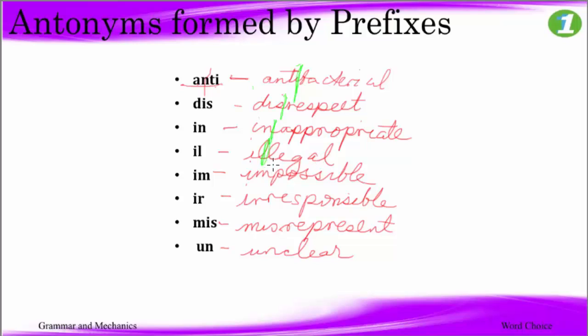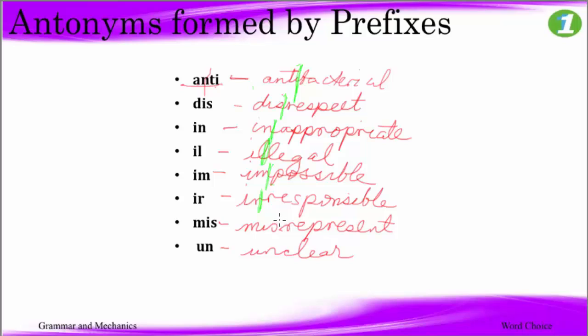Then there is impossible. Possible. Put im in front of possible and it is no longer possible. So it is impossible for the driver to get to Montego Bay in one hour. He can't get there. It's possible for him to get to Ocho Rios in one hour, that is if he's coming from Kingston. But he can't get to Montego Bay. It is impossible. Responsible. Add ir to responsible and we get not responsible.